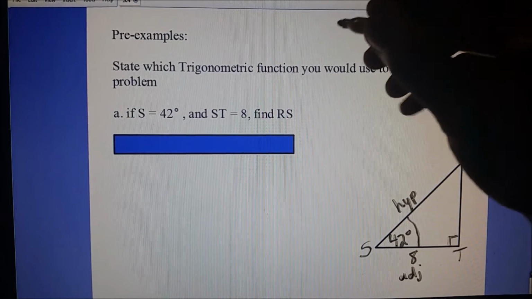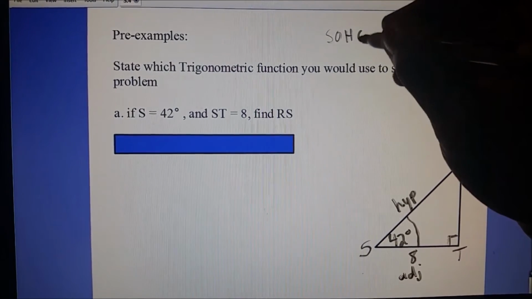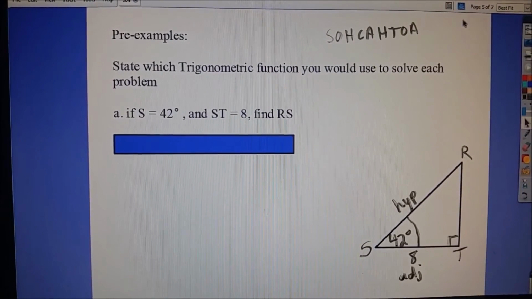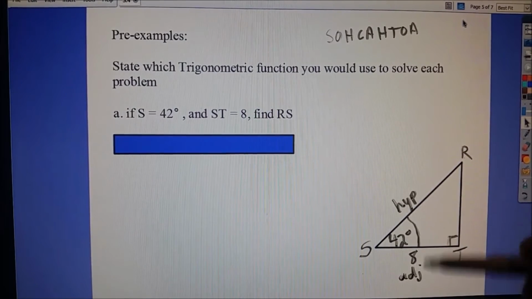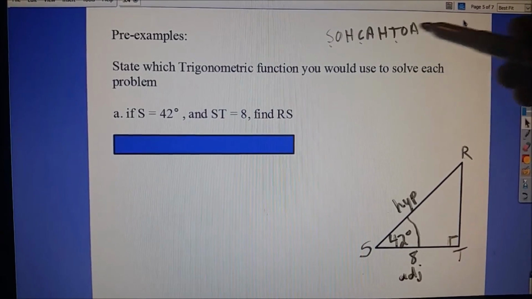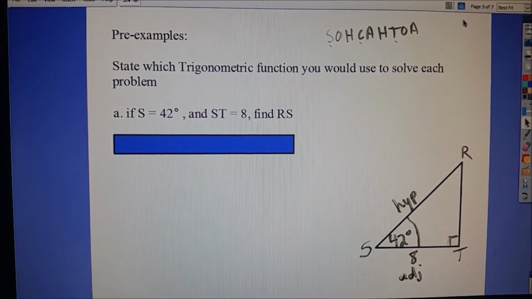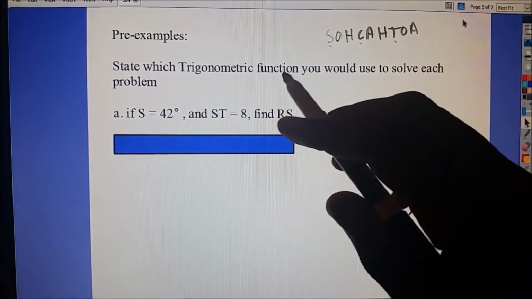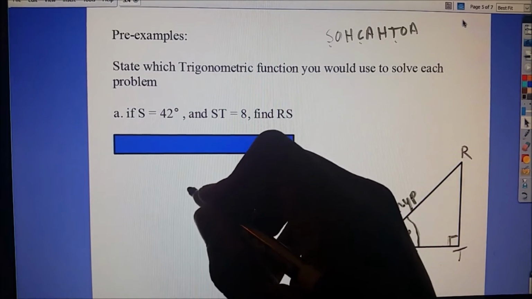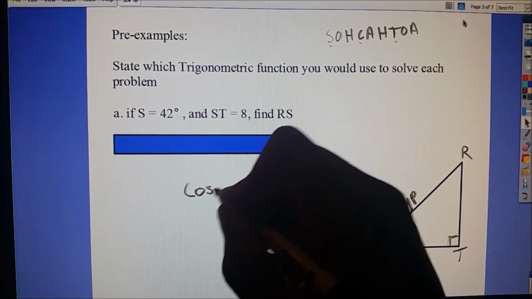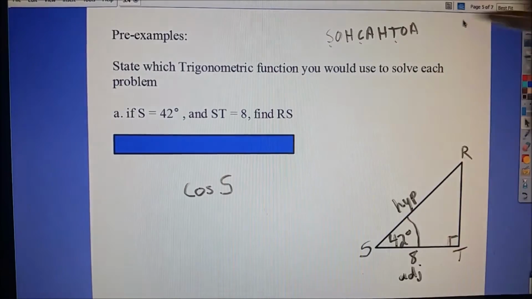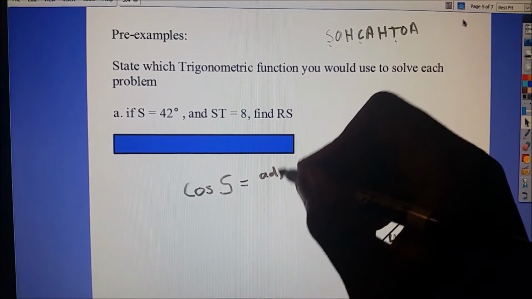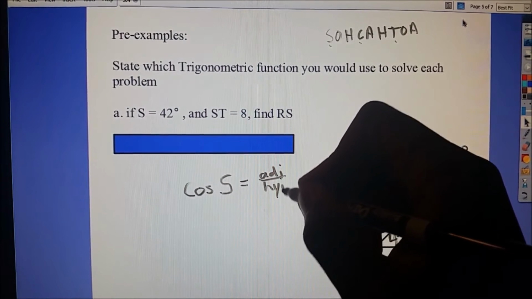Well, if we have SOHCAHTOA, which by now you guys should have memorized, but I'll write it down for you. If we have SOHCAHTOA, then what trig function focuses on the hypotenuse and the adjacent? Yeah, you already figured it out. It's supposed to be cosine. So it says state which trig function you use to solve each problem. So I have here cosine. Okay. Remember, the angle goes here. So the cosine of S is equal to adjacent over hypotenuse. Okay.